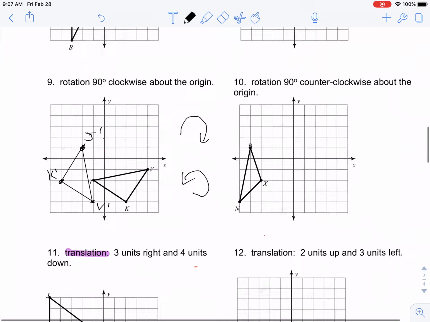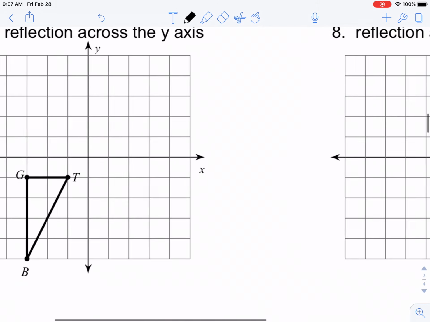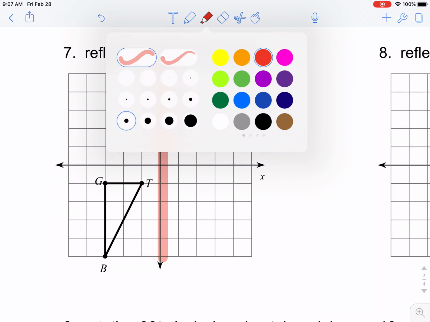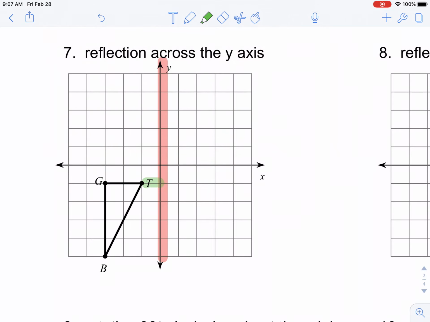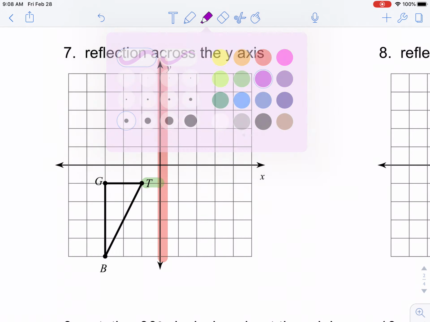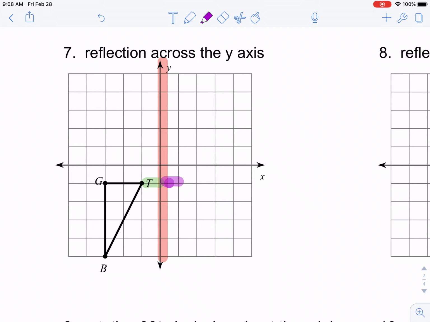All right, now it's time to take a look at a reflection. The first thing you have to do for reflections is identify the reflection line. And so what I do is I say, okay, well, T is 1 away. So that means on the other side, I'm going to have to go 1 away. So the new T is going to go right there. I'm going to call it T prime. And then I do the exact same thing.